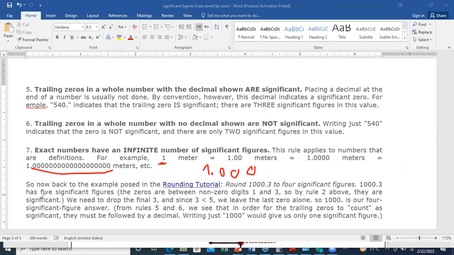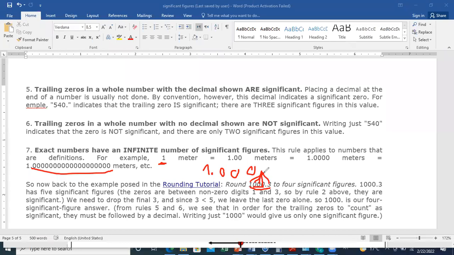Okay, now back to the example posed in the rounding tutorial. Here if we consider 1000.3, if we want to count its significant numbers, there are 5, because these zeros are between two significant numbers so we count them: 1, 2, 3, 4 and 5.